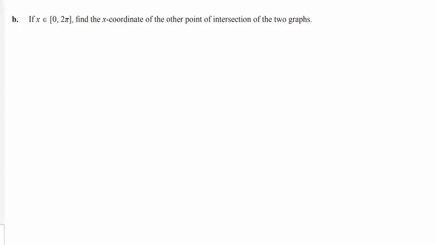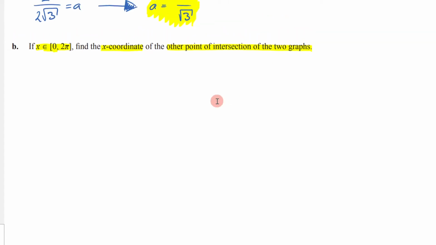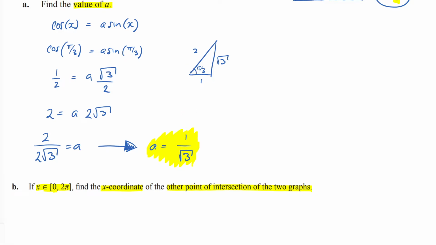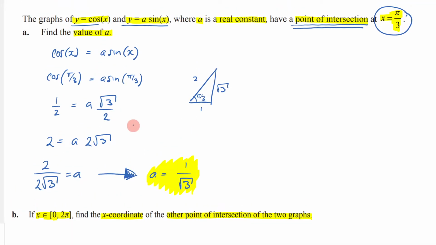We're now going to answer part B of this question, which says if x is 0 to 2 pi, find the x-coordinate of the other point of intersection of the two graphs. Okay, so let's come back here for a second. We've just figured this out.